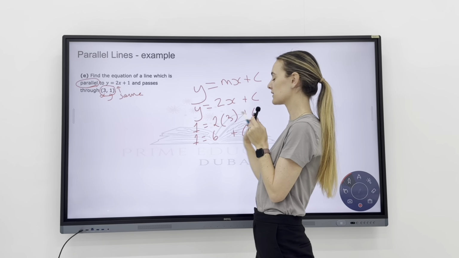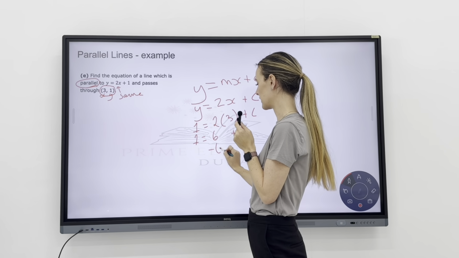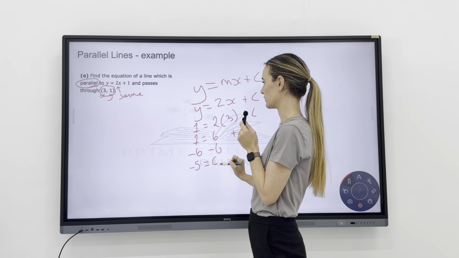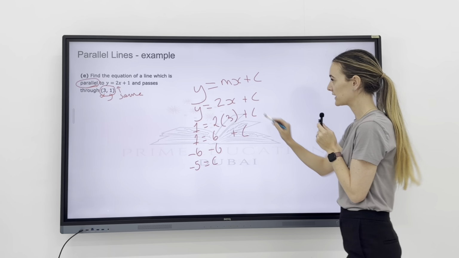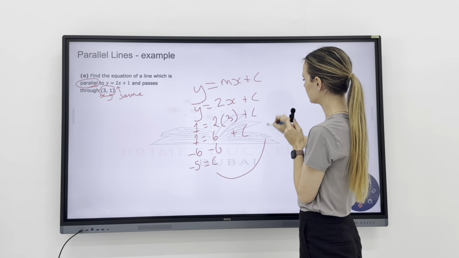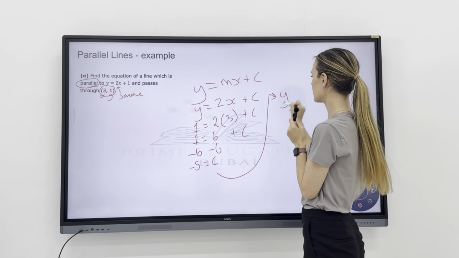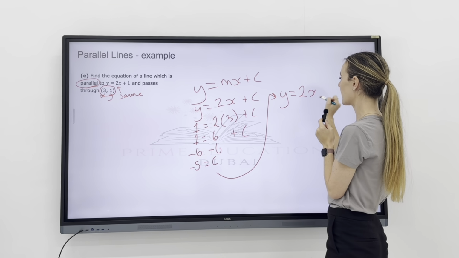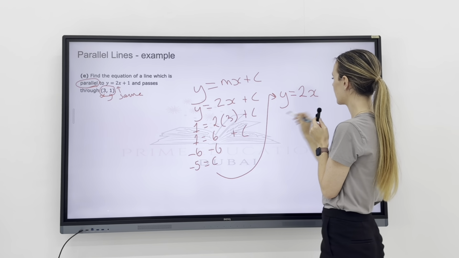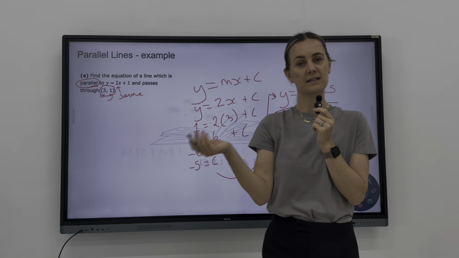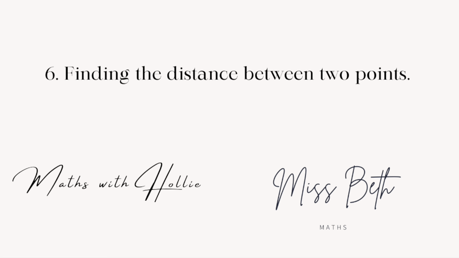And then I am trying to solve what c is. So subtract 6 from both sides, and we get -5 equals c. What is the last step we need to do? I need to make sure I actually answer the question and write the equation of the line. So y equals 2x, because they have the same gradient, and my c is -5. And that's it.